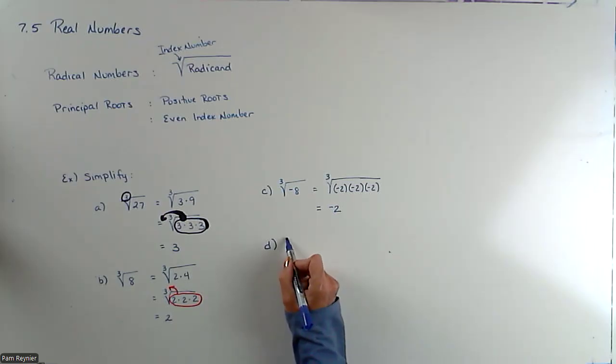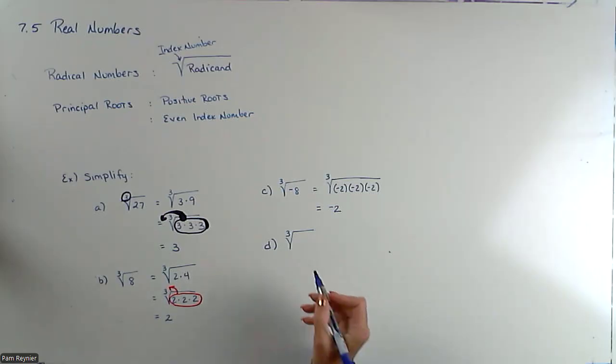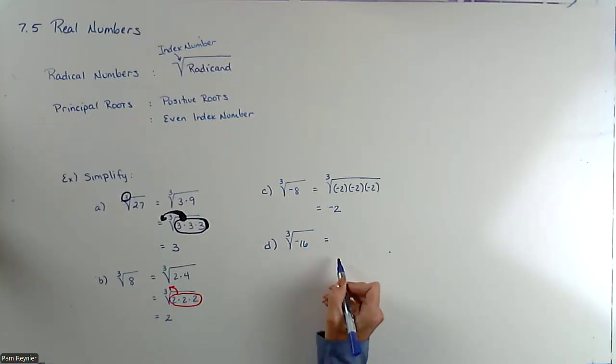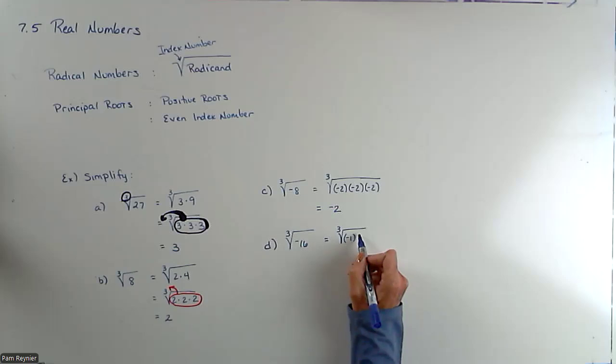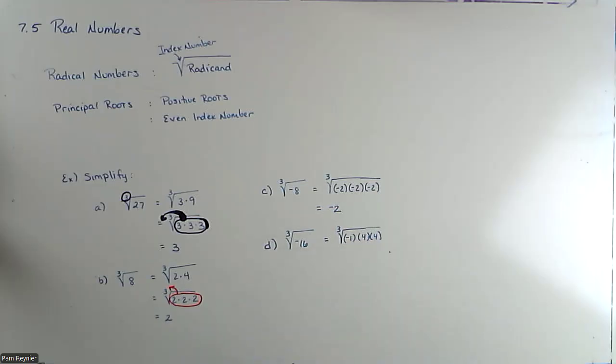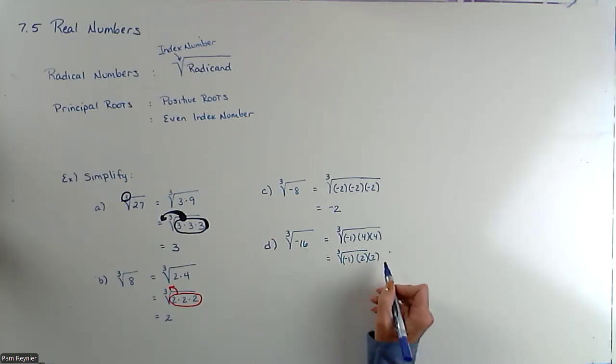So let's say we wanted the cubed root of -16. Our index number is 3, so we need 3 identical factors. 16, I'm going to come back. Let's see, this is a -1. 16 is 4 times 4. Well, that's not 3 identical factors yet. So I'm going to keep the -1 there for a moment. I'll come back. But 4 is 2 times 2. And 4 is 2 times 2.